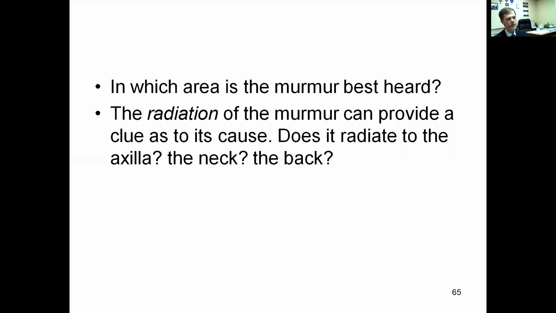Radiation, what does radiation mean? Sometimes murmurs may be heard outside of the heart. One example, in case of aortic stenosis, the murmur is so loud that it may be heard over the aorta, but at the same time it may be conducted even to the carotid artery. You place your phonendoscope over the carotid artery and you can hear the murmur.